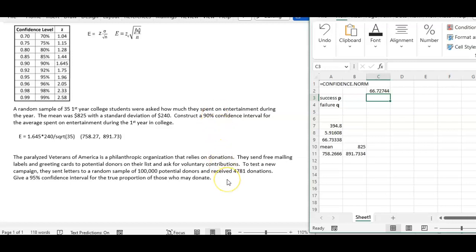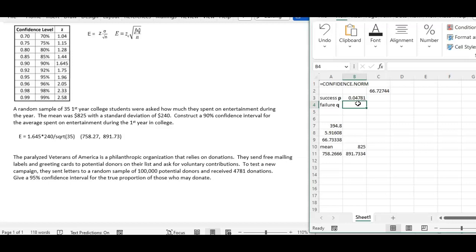So our probability of success is 4,781 out of the 100,000. That is the percent that responded in a positive manner. So that is our success, which is p hat. I didn't put a little hat on it because I didn't know how. And we're just going to figure out what 4,781 divided by 100,000 is. And that's 0.04781.